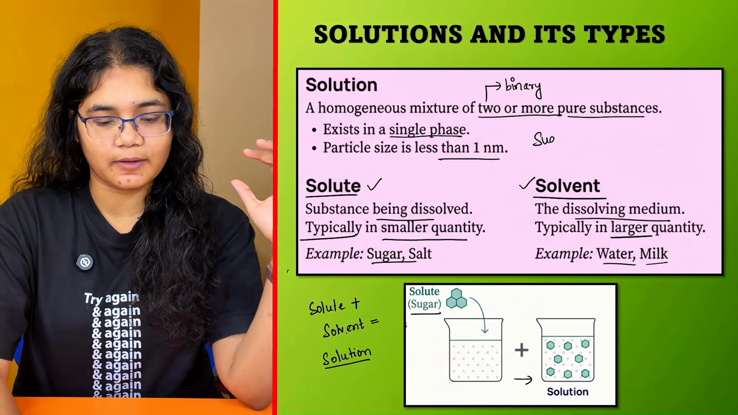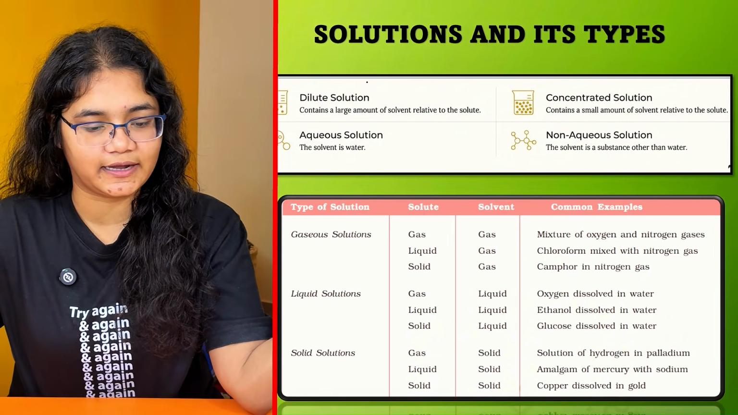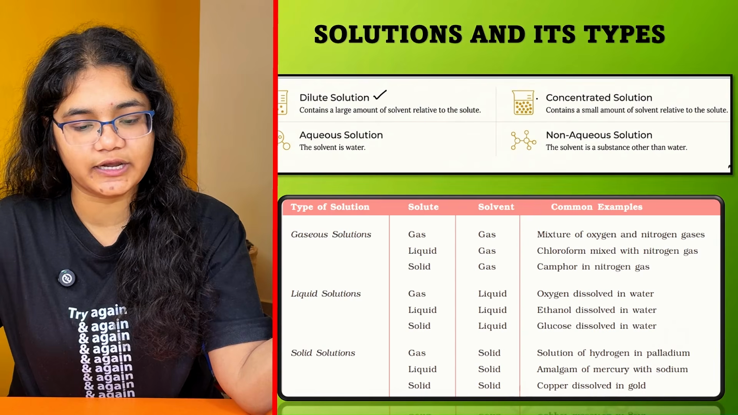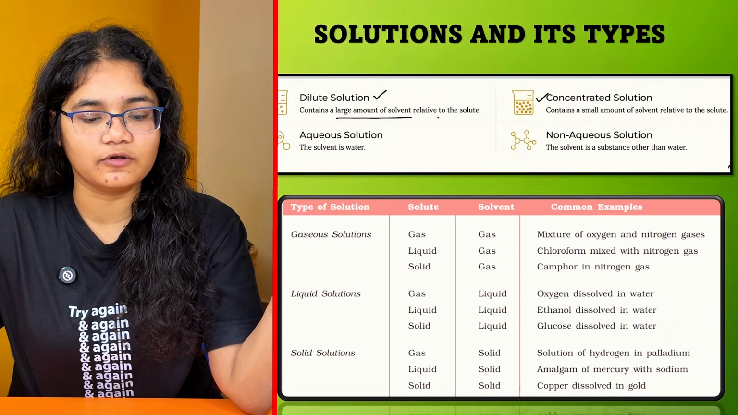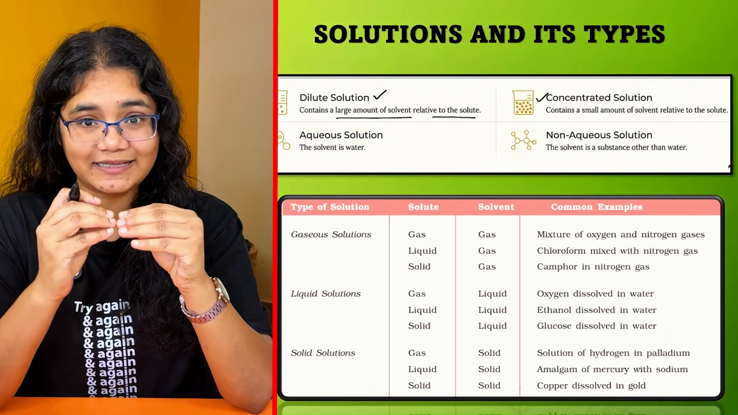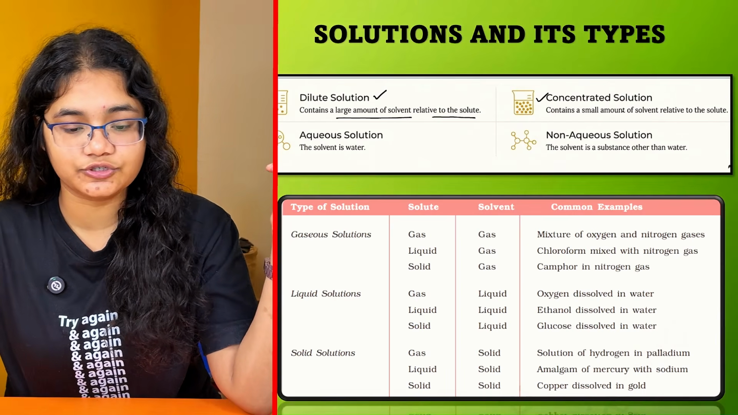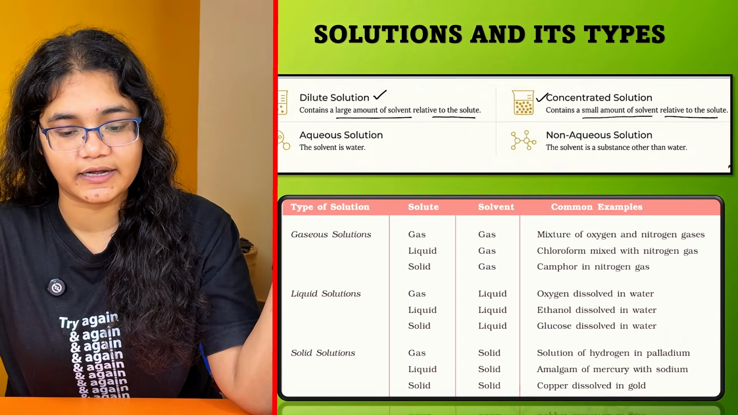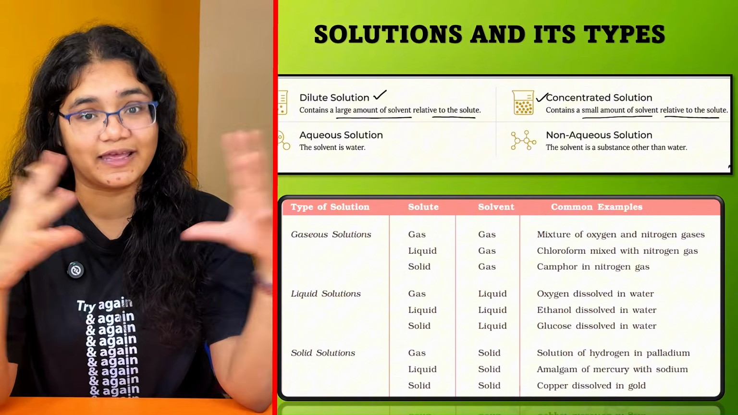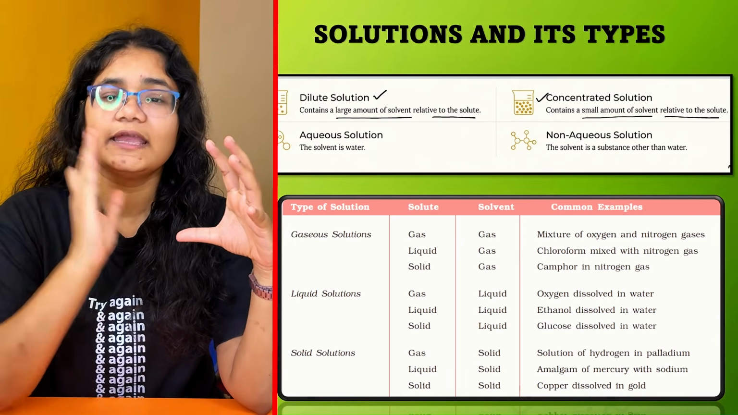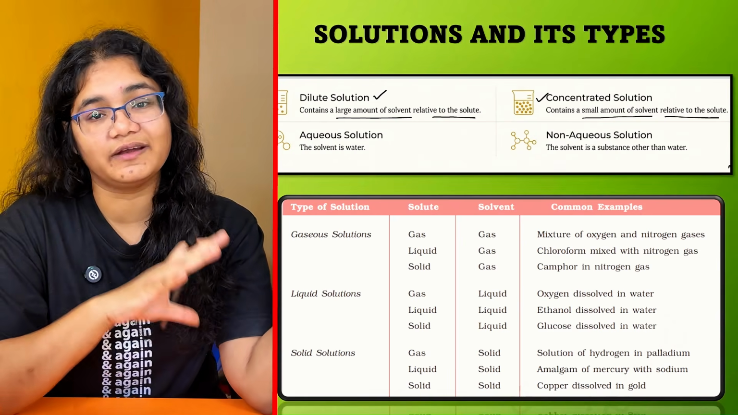Now let us talk about the types of solutions. First of all, solutions can be divided into two types: dilute solution and concentrated solution. A dilute solution has a large amount of solvent relative to the solute, meaning the solute is very little and the solvent is very much. A concentrated solution contains a small amount of solvent relative to the solute, meaning the difference is not very large. The solute concentration is comparable, or significant, compared to the solvent concentration.